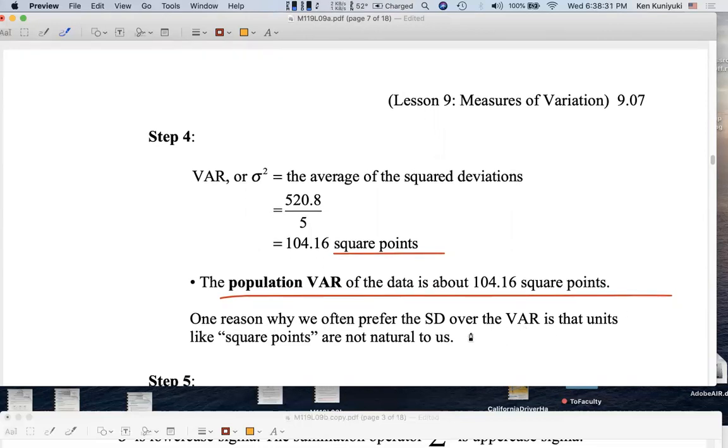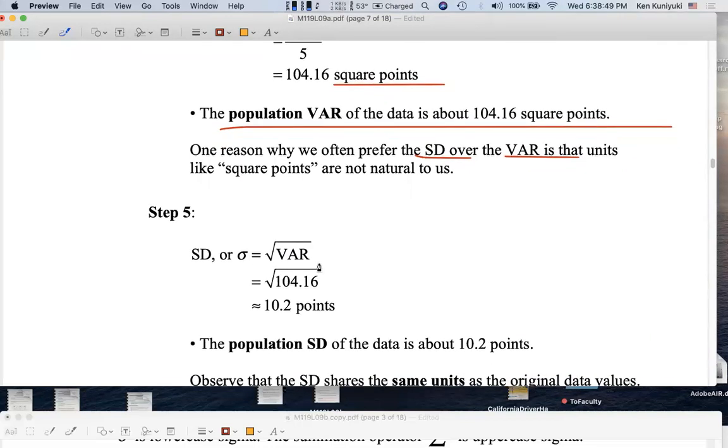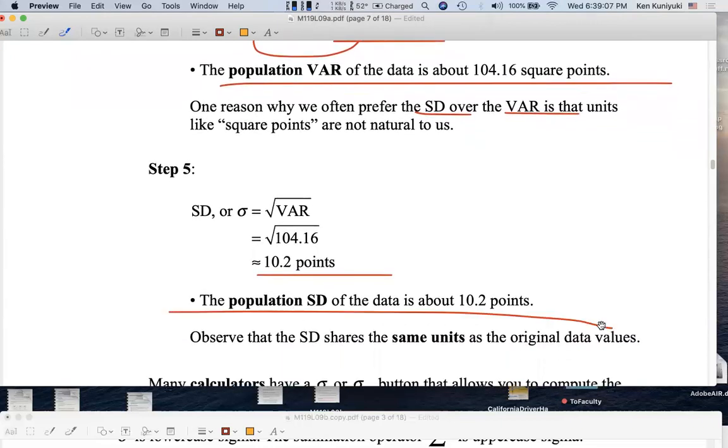Now, one reason why we prefer the population standard deviation, the SD, over the population variance is that the units for standard deviation are natural. They're going to be in points, like for the original data values. So step 5, the standard deviation, sigma, is the square root of the variance. The square root of 104.16 is about 10.2 points. We round off to 1 decimal place because the original data values were in integers to 0 decimal places. The population standard deviation of the data is about 10.2 points. And it shares the same units as the original data values, good old points, which makes total sense.